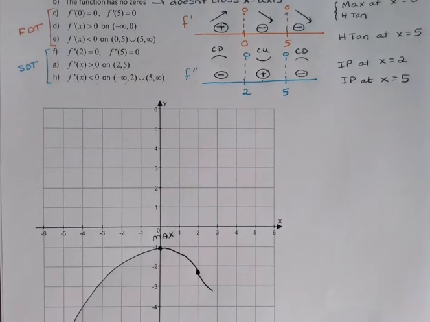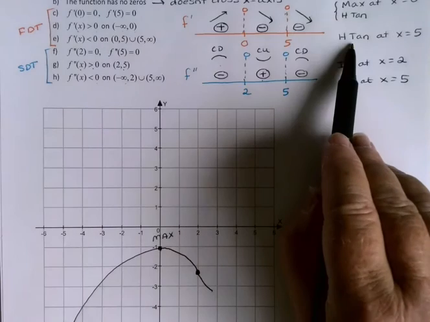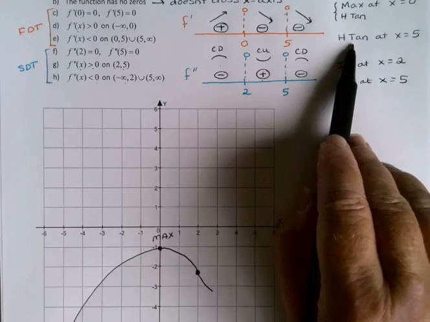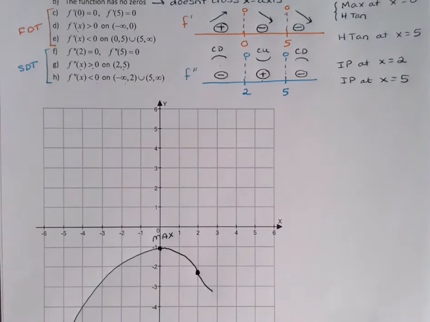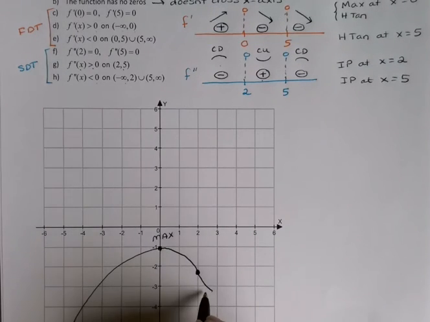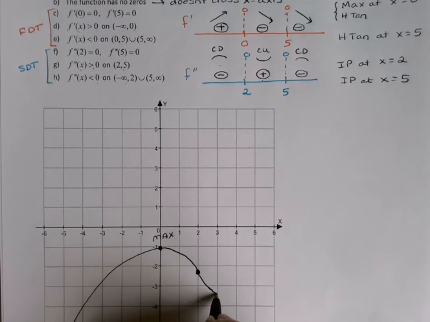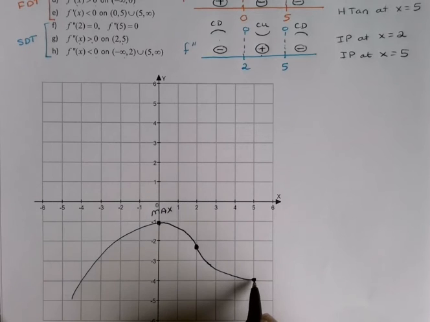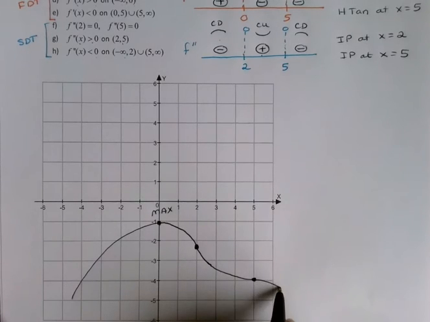All right, the last thing I have to worry about is the 5, and a couple of things happen there. I have a horizontal tangent line, but no max or min, and then I'm going to change to concave down. It's an inflection point. So as I head over to x equals 5, I'm going to come in on the horizontal, almost as though I were going to have a minimum, but I'm not. Instead, I'm going to continue to decrease, but change to concave down.